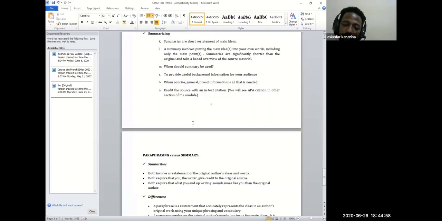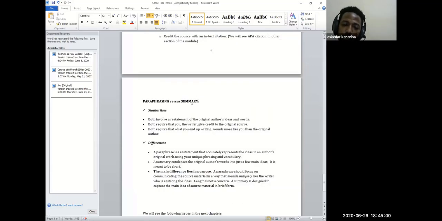There are some qualities that differentiate paraphrasing from summary. As we have already discussed, paraphrasing is detailed, summary is somehow shorter. Therefore, let's see the similarities.